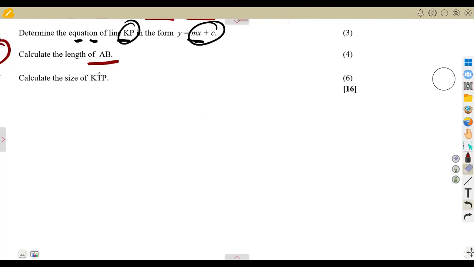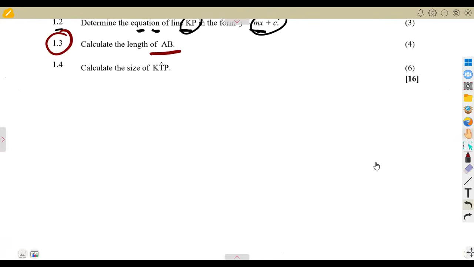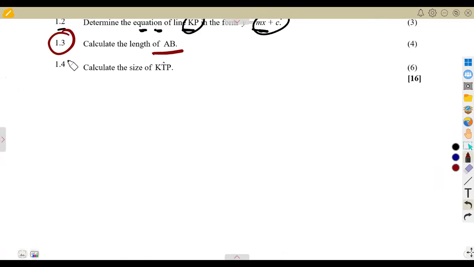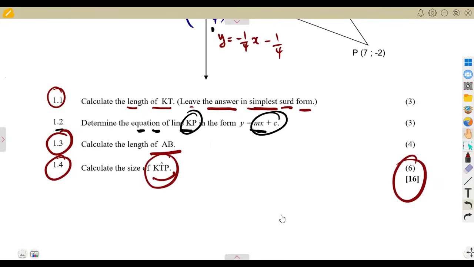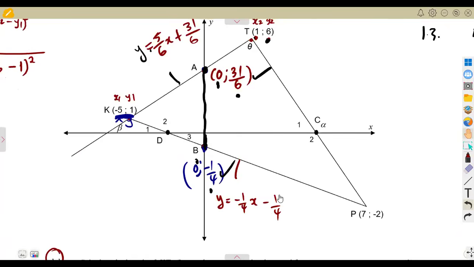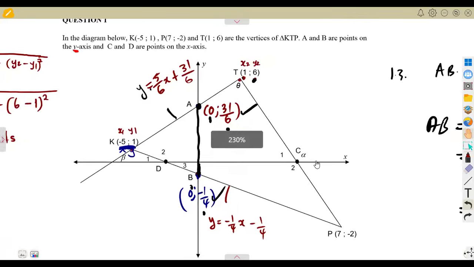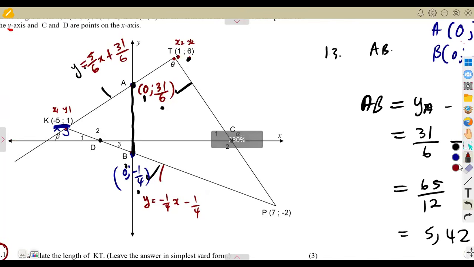All right, so this is what we're given. And the last part of our question was to calculate the size of angle KTP. There are 6 marks for that. All right, there's a lot of consideration for these 6 marks. Let's see where our KTP is. So angle KTP on our diagram is the one that is given as angle theta. This one from K, T to P. This is the angle here that is given as angle theta.